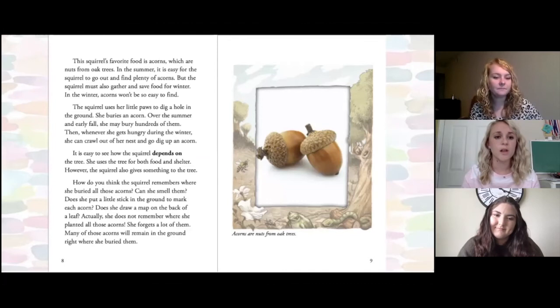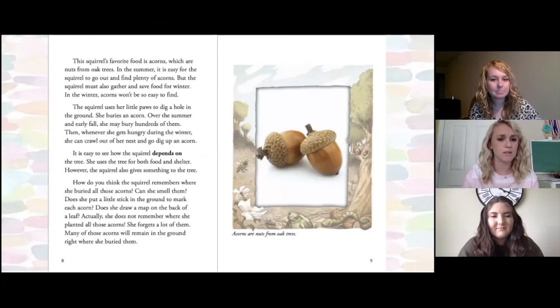However, the squirrel also gives something to the tree. How do you think the squirrel remembers where she buried all those acorns? Can she smell them? Does she put a little stick in the ground to mark each acorn? Does she draw a map on the back of a leaf?